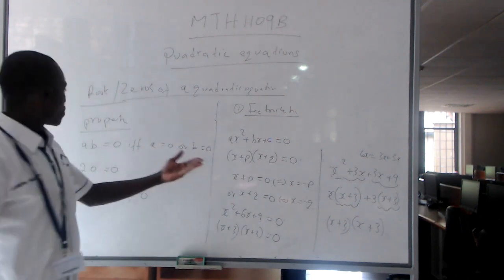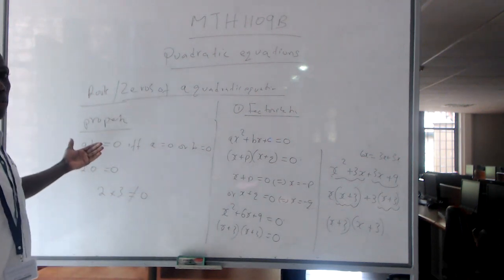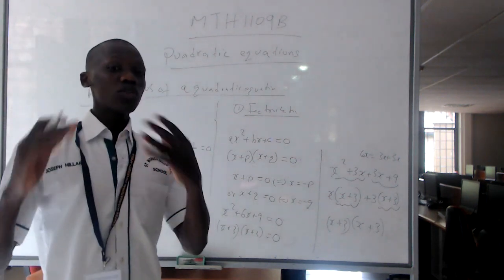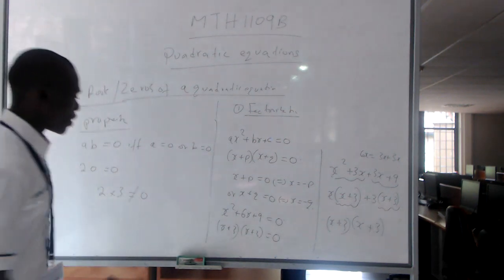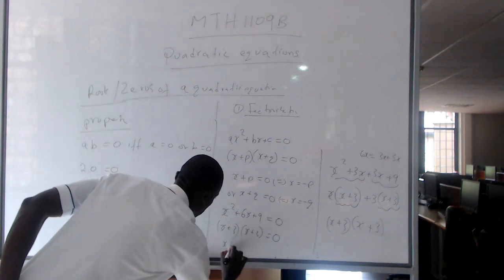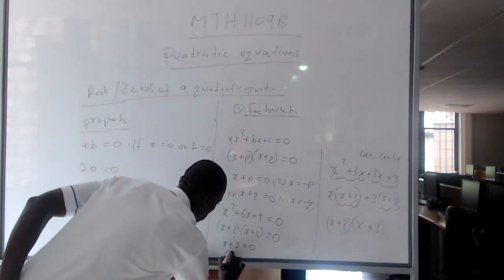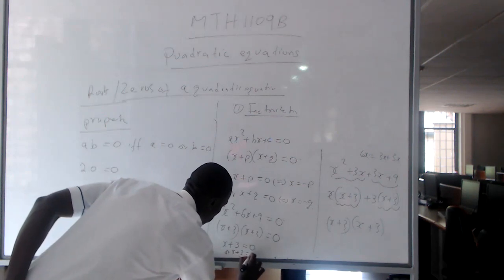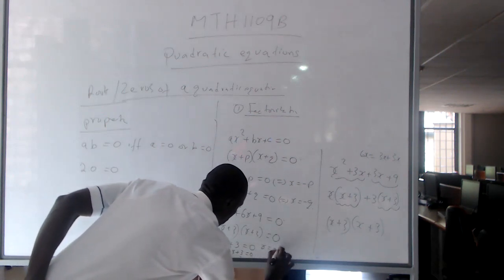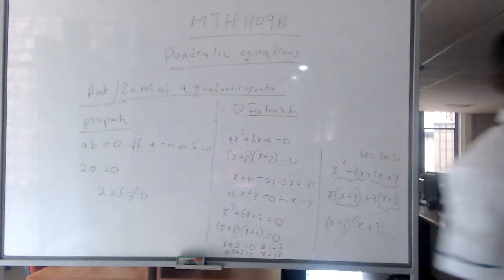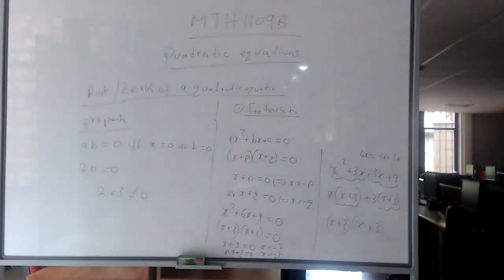Now, by the property of real numbers, integral domains, that the product of two numbers is 0 if and only if one of them is 0, tells you that x plus 3 will be 0 or x plus 3 will be 0. Therefore, x is minus 3 and x is minus 3. So in this case, we have found a solution which is repeated twice. And there's no problem with that.